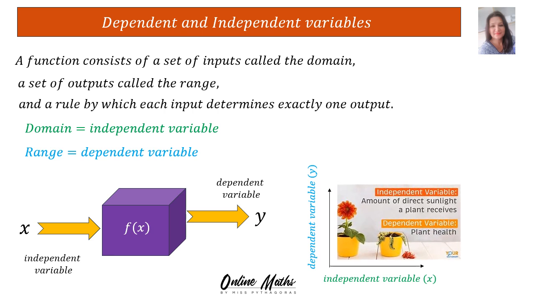And then here on my little sketch, you will find on the x-axis there's the independent variable x, the amount of direct sunlight a plant receives. And then on the y-axis you will always find the dependent variable. So for this one, the plant's health is dependent on the amount of sunlight the plant receives.